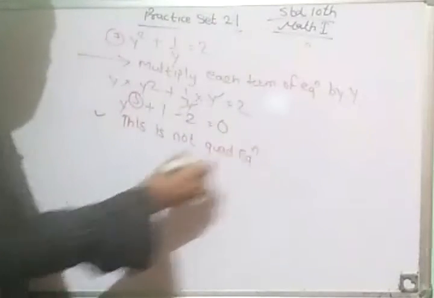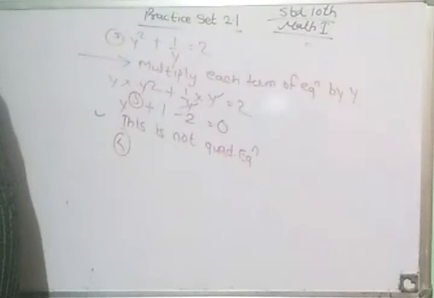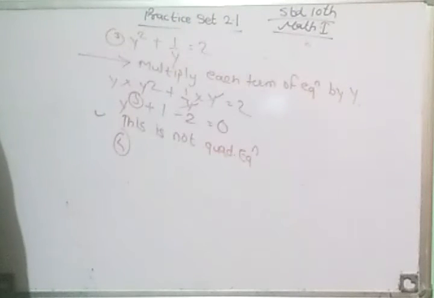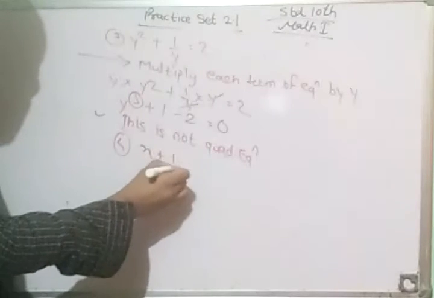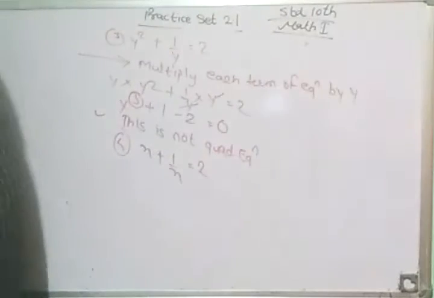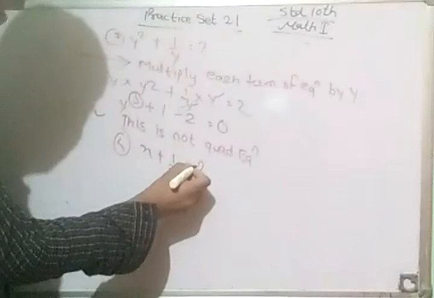The fourth example of the second question is x plus 1 by x is equal to minus 2.